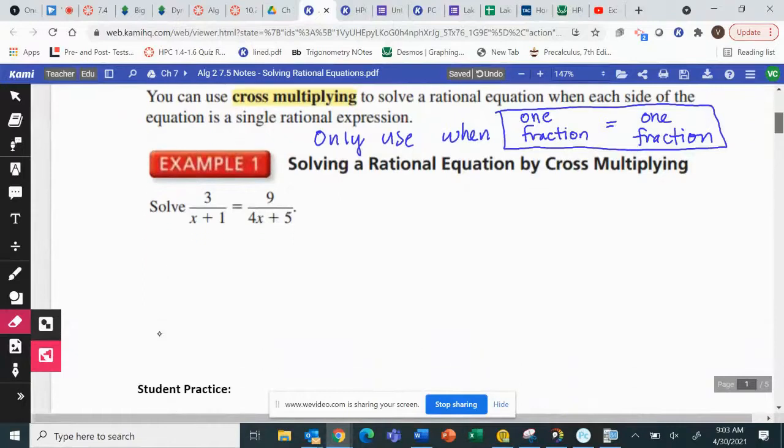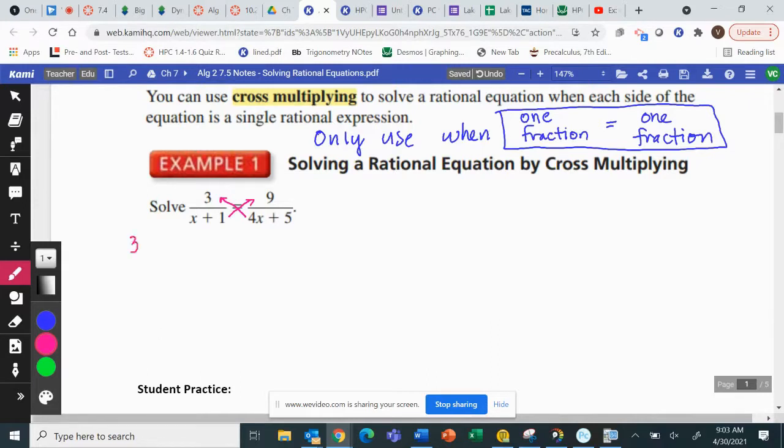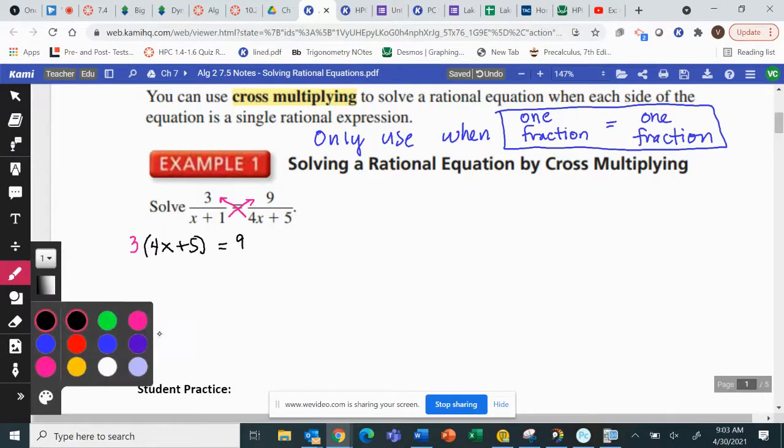So to use cross multiplying, see that bridge in between the two fractions? You see that bridge? Yeah, so you get to cross over the bridge. We always cross multiply up for whatever reason. Nah, I know what it is. I'm not going to talk about it though. And I'm going to have 3 multiplied by 4x plus 5 equals 9 multiplied by x plus 1.